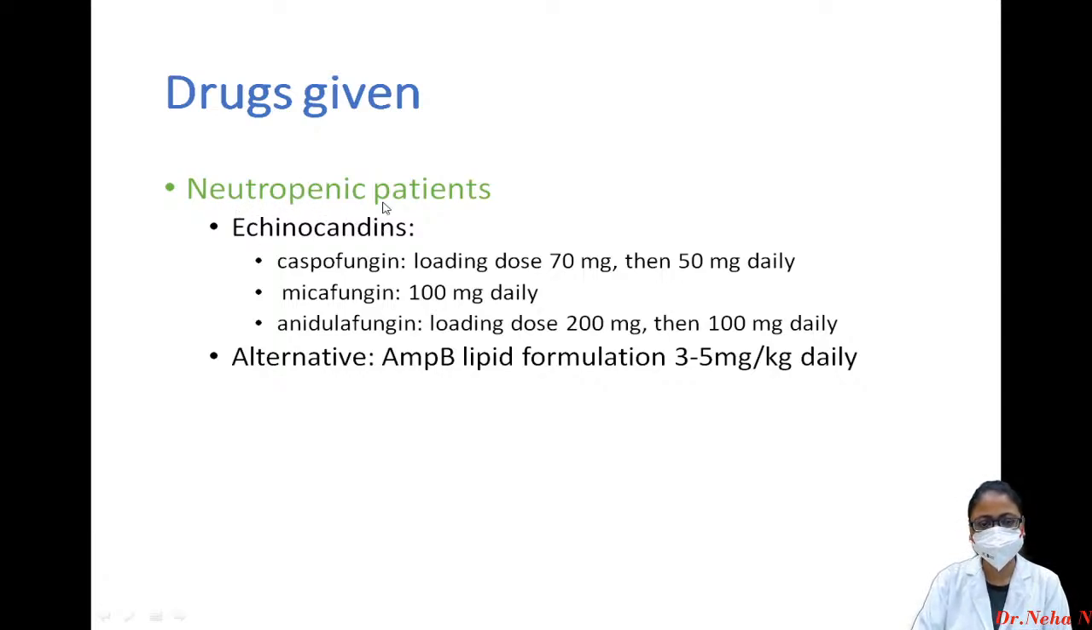In case of neutropenic patients, the first line of management is echinocandins, that is caspofungin, in which the loading dose is 70 mg and then the maintenance dose is 50 mg daily. Next is micafungin, the dose is 100 mg daily, and third is anidulafungin, in which the loading dose is 200 mg and then 100 mg daily. One alternative to this is amphotericin B lipid formulation at a dose of 3 to 5 mg per kg daily. This is not for candiduria. This will be for renal parenchymal infections, because echinocandins don't go into the urinary tract. So this is for renal parenchymal infection.